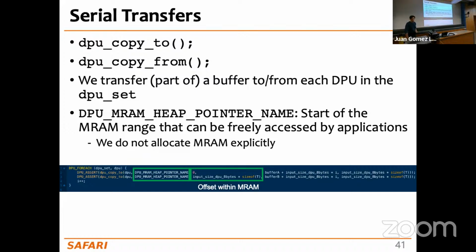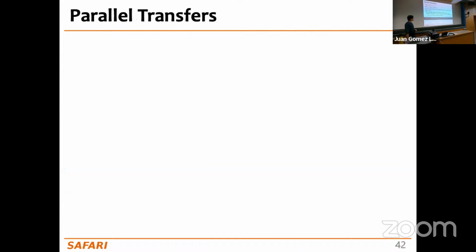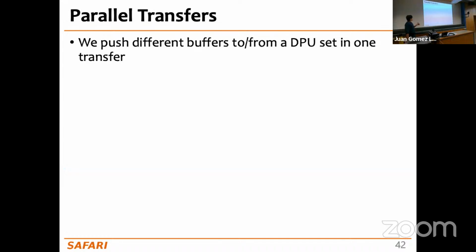But yeah, it's good that you think along those lines. It's a good question. Okay, this is the pointer to main memory, right? Buffer A and buffer B, as I said, and this is the transfer size. Okay, so now parallel transfers.